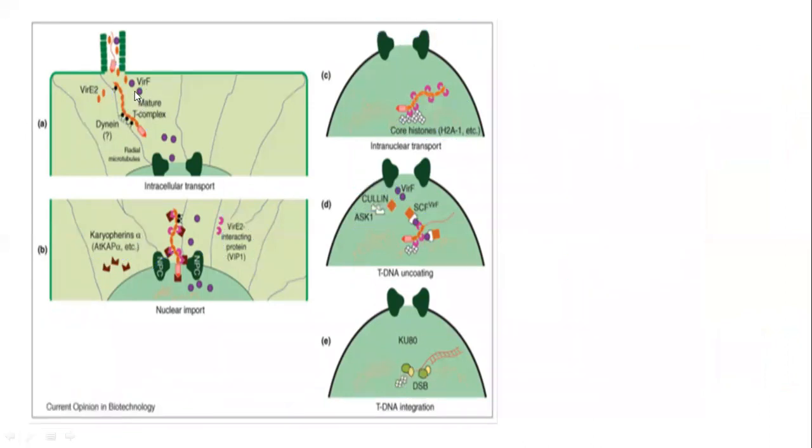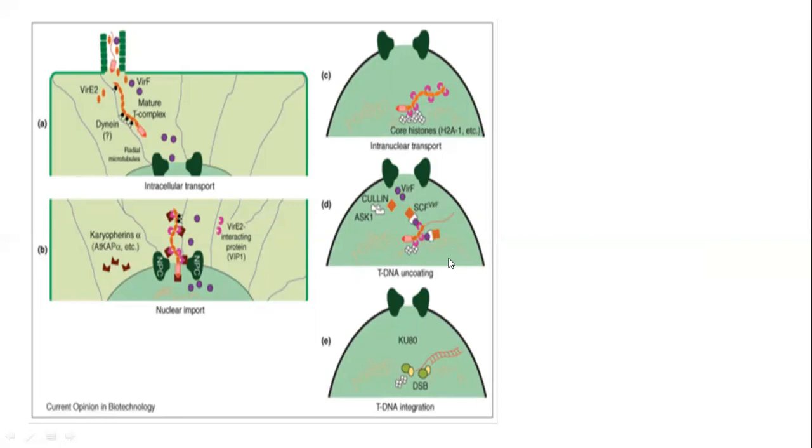During the transport there may be some motor protein also involved. We still do not know which motor protein is actually involved. You can see that there is a question mark at dynein. Dynein may be involved here, and intracellular transport occurs. Another important protein is VIP1, or VirE2-interacting protein 1. It is also interacting with the host core histone H2A protein.